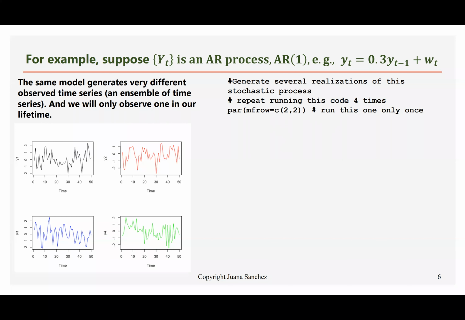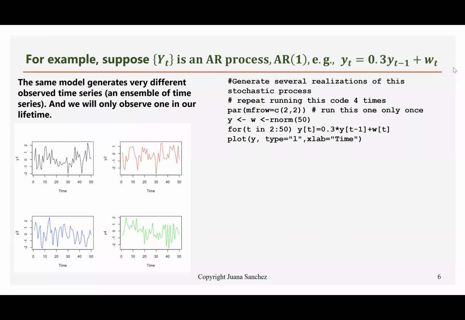Please do not use seed, because the nature of a stochastic process is not that it's a seed. You use a seed for replicability. But if you want to see different ones, you don't want to use seed. So the first one, the y sub 1, is generated by this code.